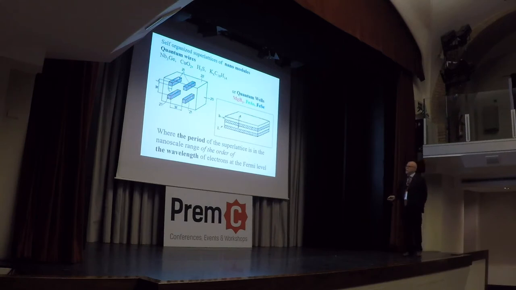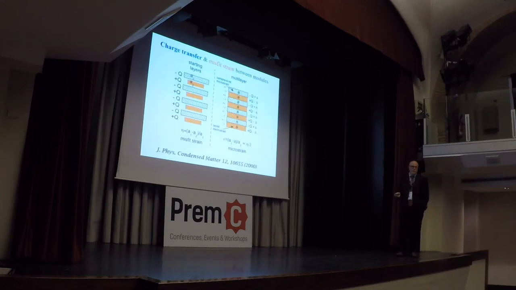The physics was that the period of the superlattice is of the order of the wavelength of the electron at the Fermi level. And for normal density of metals, the size is 1 nanometer. So you have to know the world of nanometers to see all this stuff. If you have no methods to see nanometers, you cannot say anything. That's what took more than 30 years in the field of ITC superconductivity.